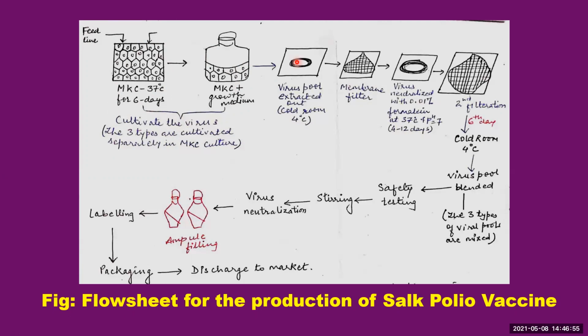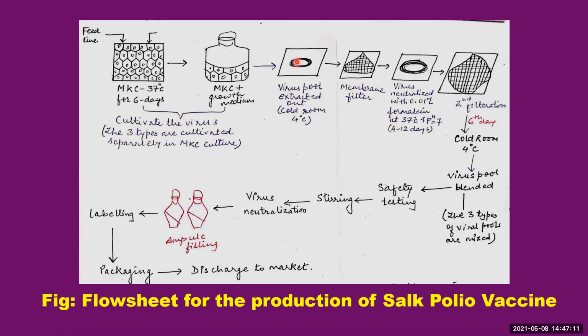How do you extract out the viral pool? By passing through membrane filter. Then you neutralize the virus by adding formalin and incubate at 37 degrees Celsius for a period of, actually within 4 days, the inactivation is complete, but incubate it for 12 days.